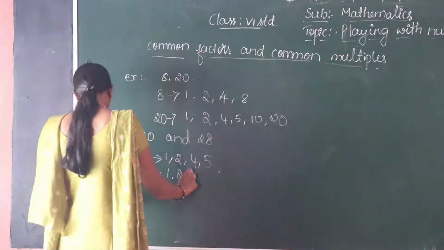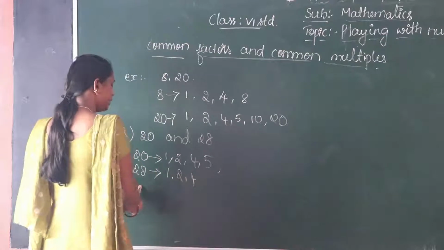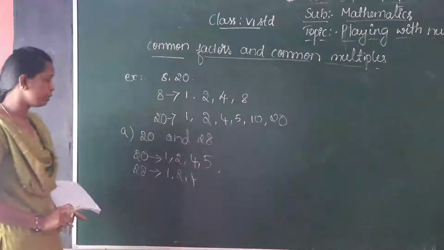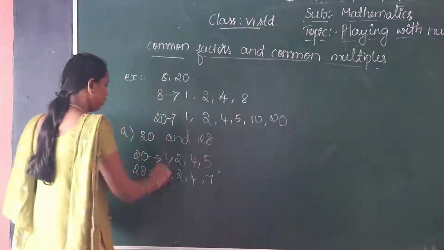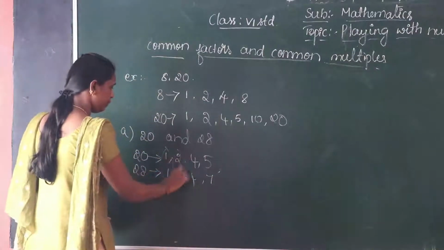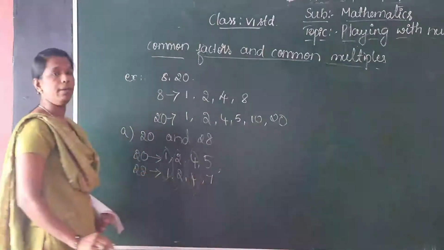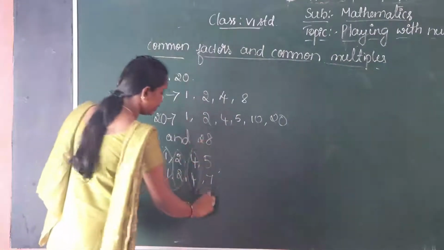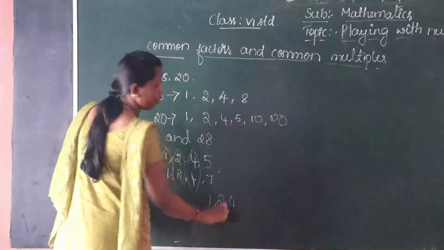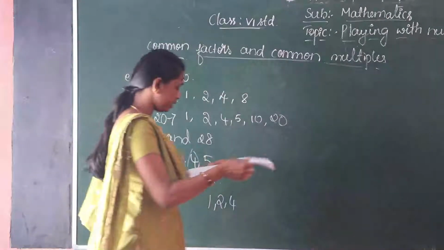1, 2. 4 and then 7. 28 is present in the fourth table. Here 1, 2, 4 are the common factors of the numbers 20 and 28.